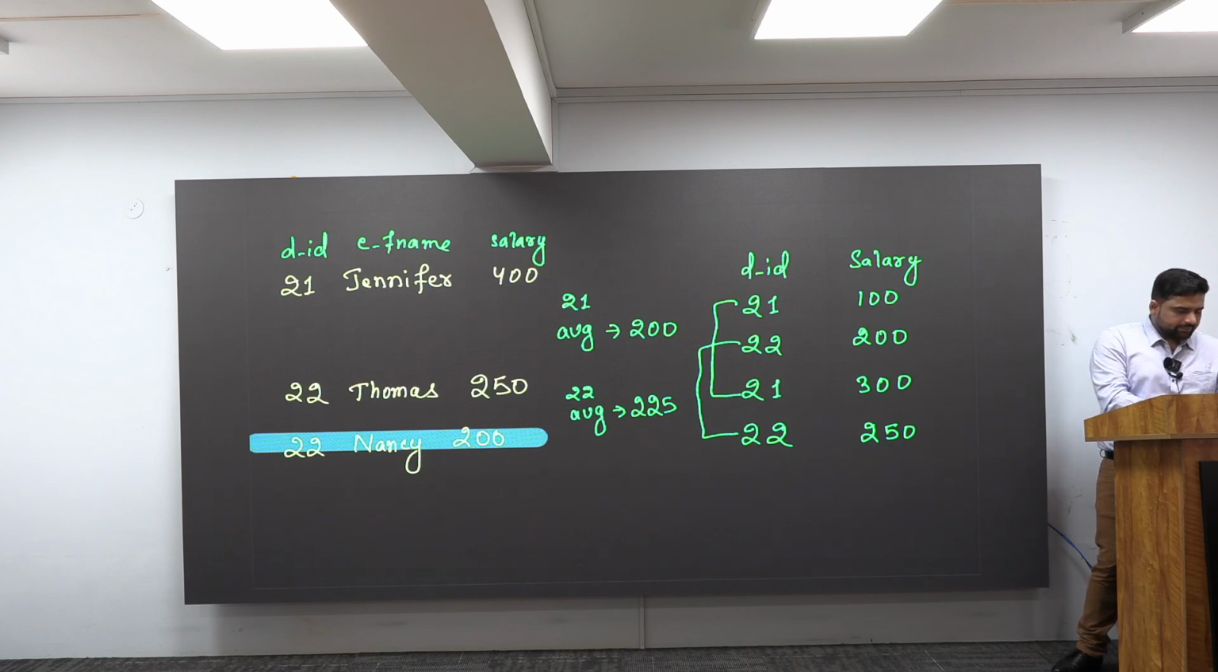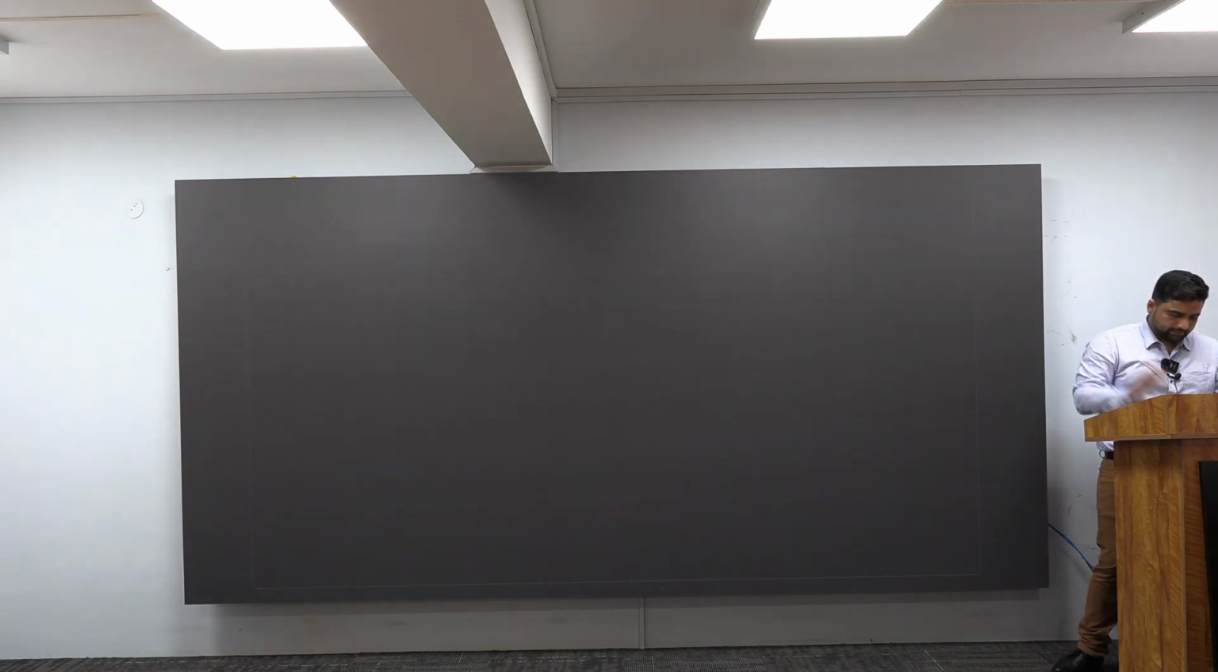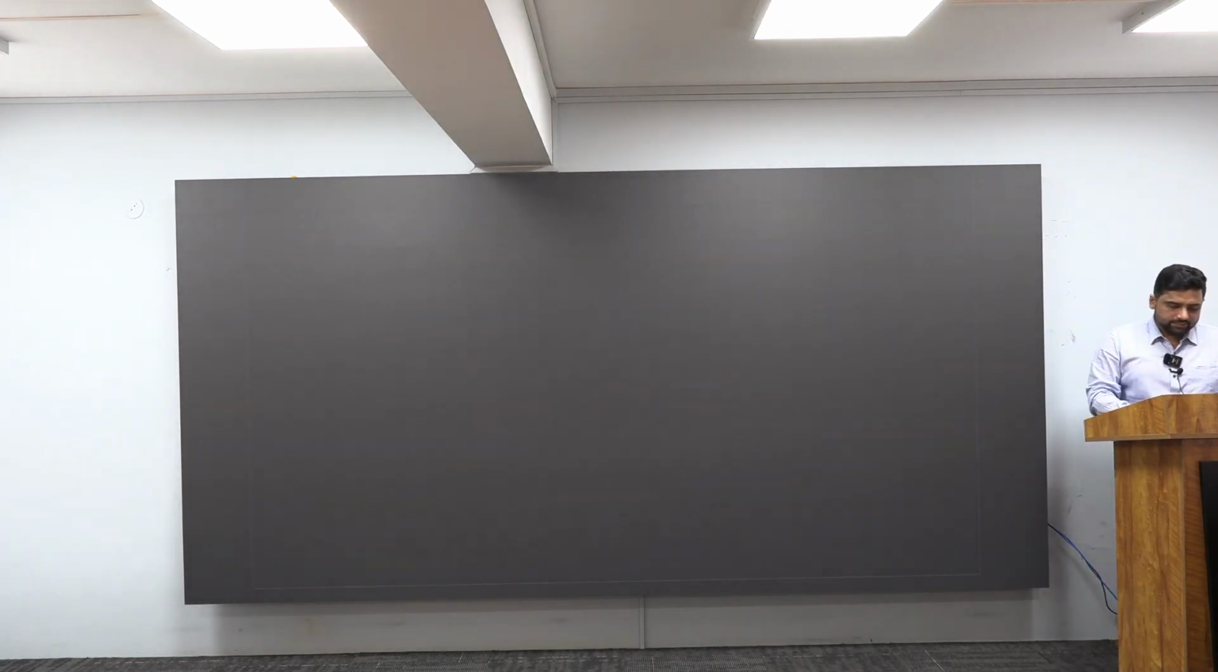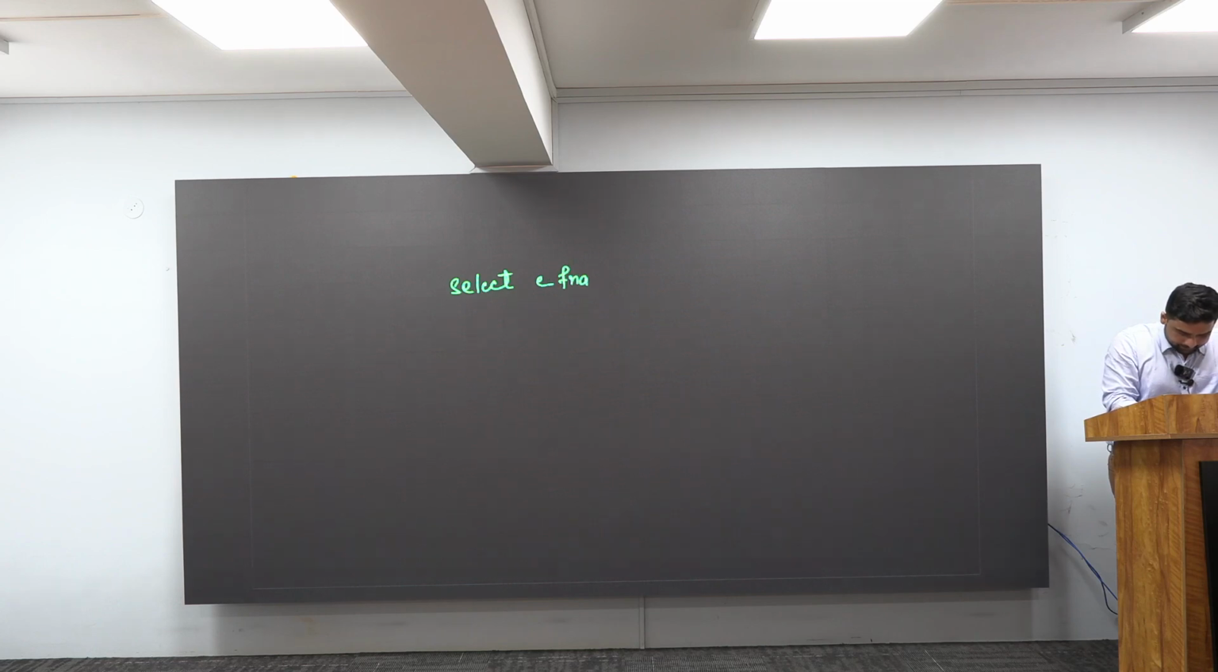See, whatever query is coming to your mind, just convey it to me, I will write it here. What do we have to display first? Select, what do we have to display? We display the employees: first name and last name. From which table? From employee.